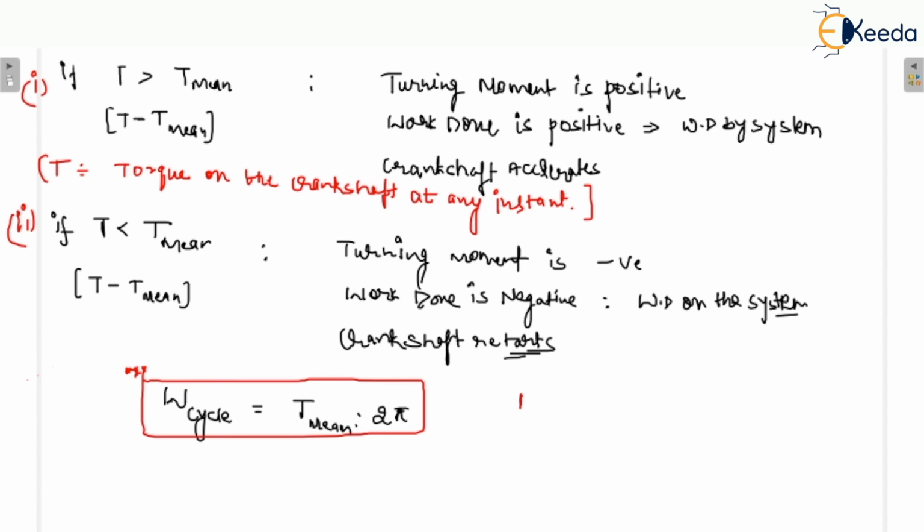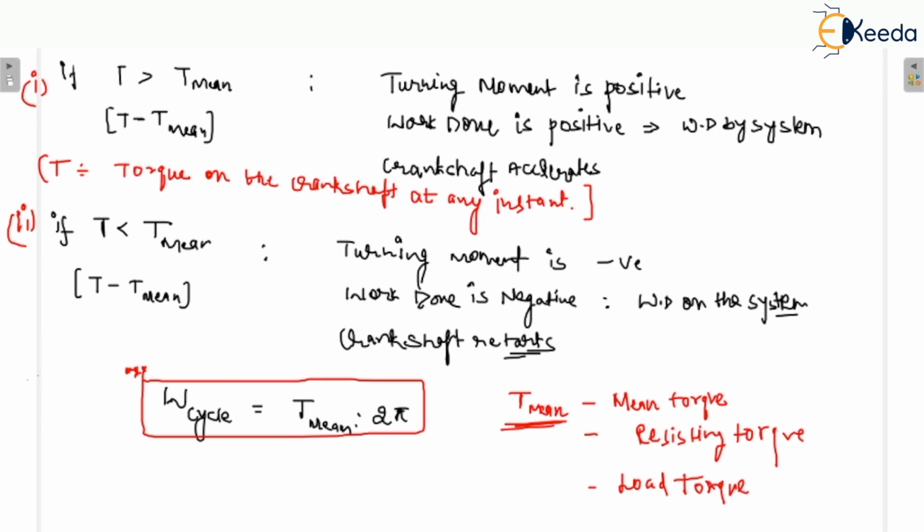Sometimes it is called T mean, sometimes it is called the mean torque, and sometimes it is called the resisting torque, or the load torque. All of these represent the same T mean, just the name is different. Okay, are you getting my point? So this was the formula for the cycle.